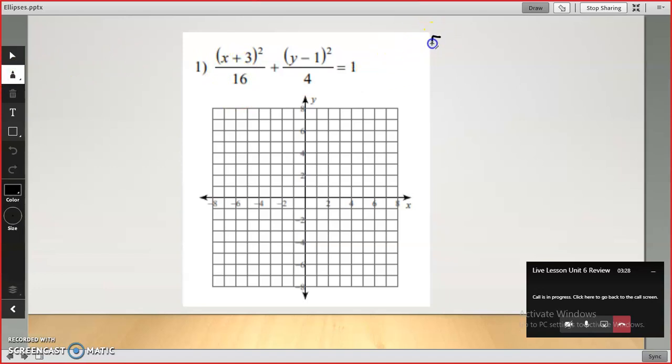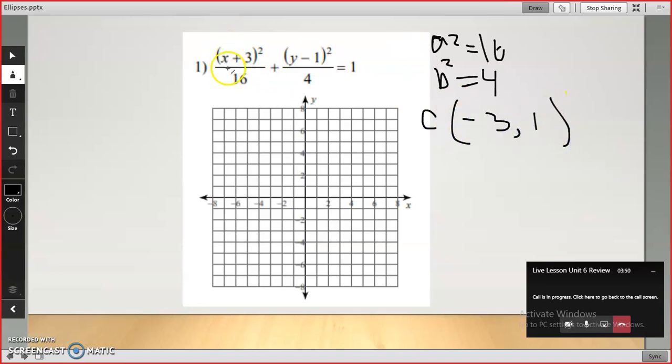So I know that my a squared is equal to 16. My b squared is equal to 4. I can quickly and easily see that my center, I'm just going to say center is C, is at -3, 1. And it's -3 because of the formula. The formula is x minus h. And so this is a plus 3, so that's going to give me the opposite value. And it's y minus k, so that's going to give me that same value.